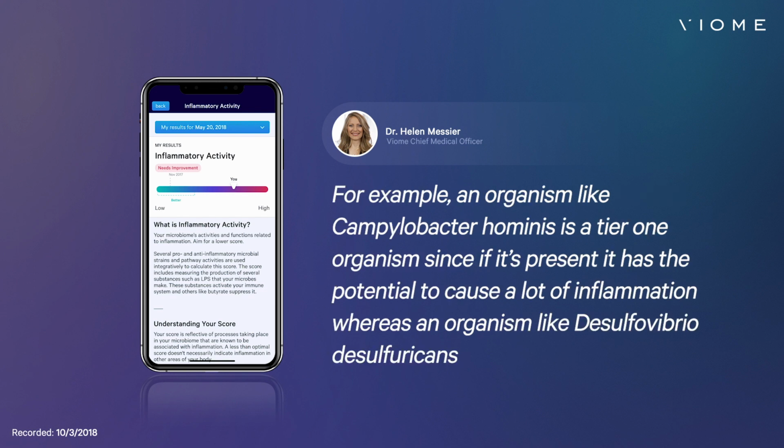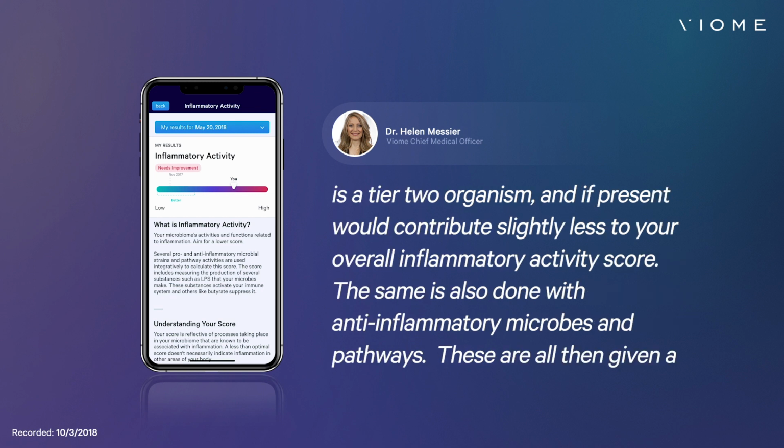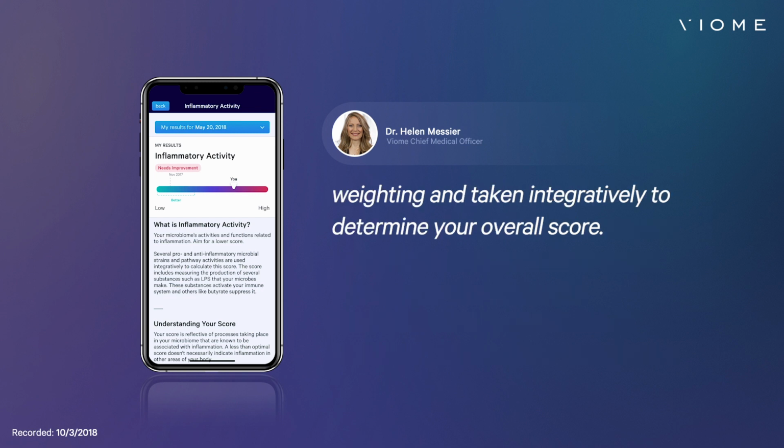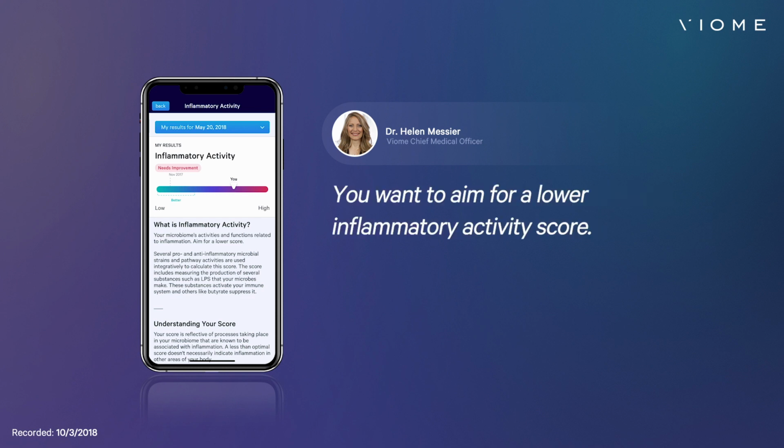For example, an organism like Campylobacter hominis is a Tier 1 organism, since if it's present, it has the potential to cause a lot of inflammation, whereas an organism like Desulfovibrio desulfuricans is a Tier 2 organism, and if present, would contribute slightly less to your overall inflammatory activity score. The same is also done with anti-inflammatory microbes and pathways. These are all then given a weighting and taken integratively to determine your overall score. You want to aim for a lower inflammatory activity score.